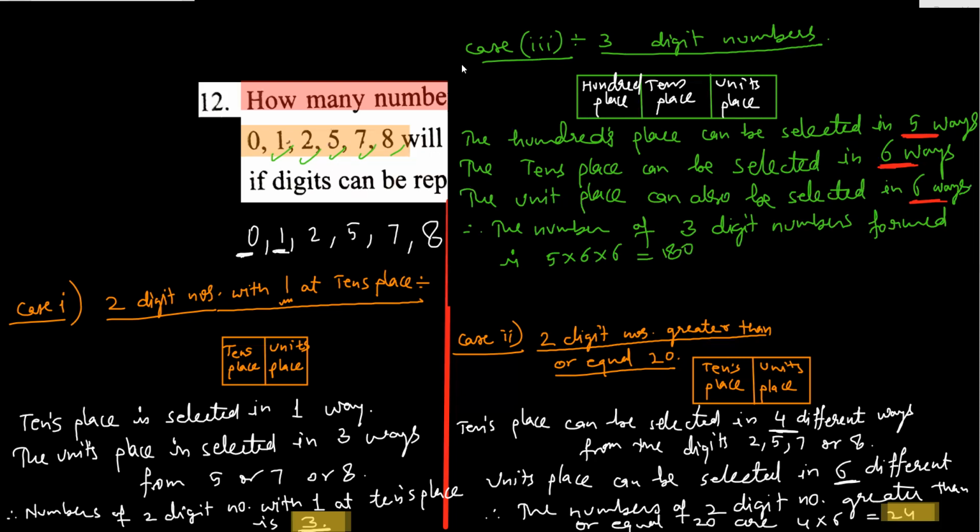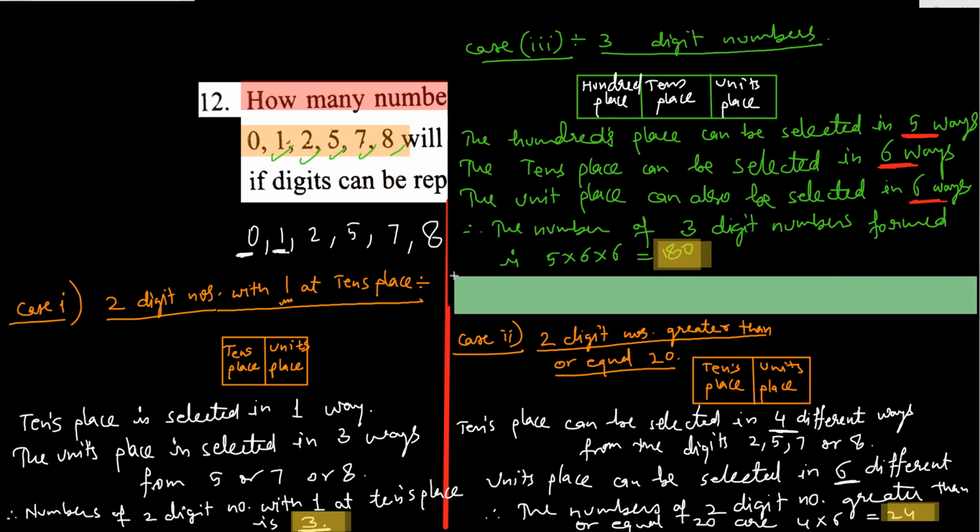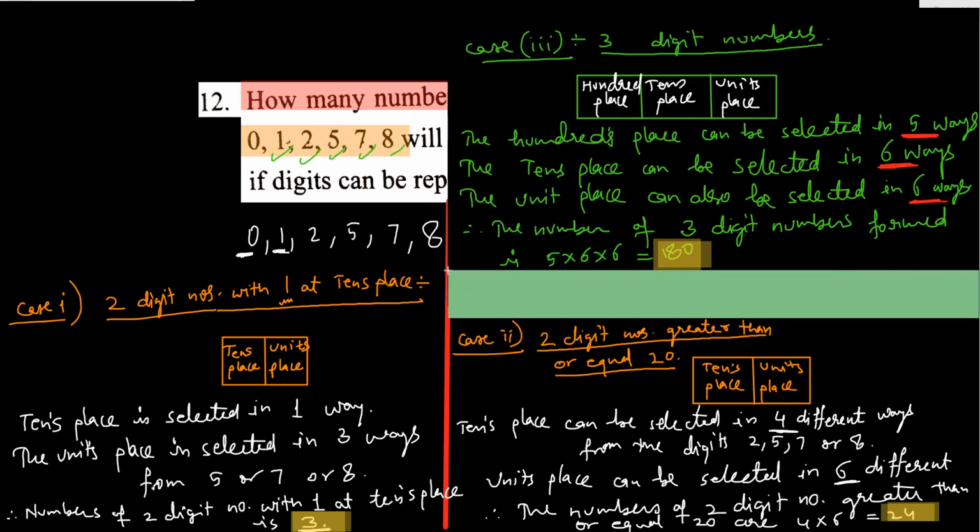What are you going to do now? See, students, you're going to add them all. This 180 you will add with 24, you will add with 3. So how much is that? You can check. 180 plus 24 is 204 plus 3, 207. So you'll write therefore. Now I write the final answer. So I change the background here, and in this background, I'm going to write the final answer.